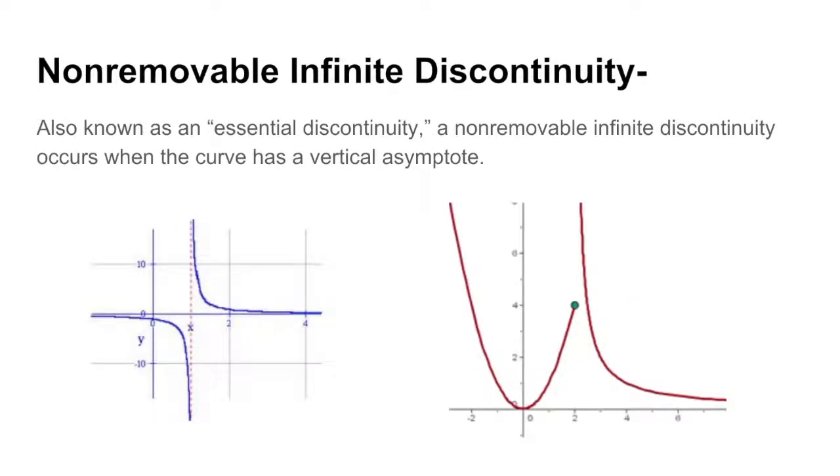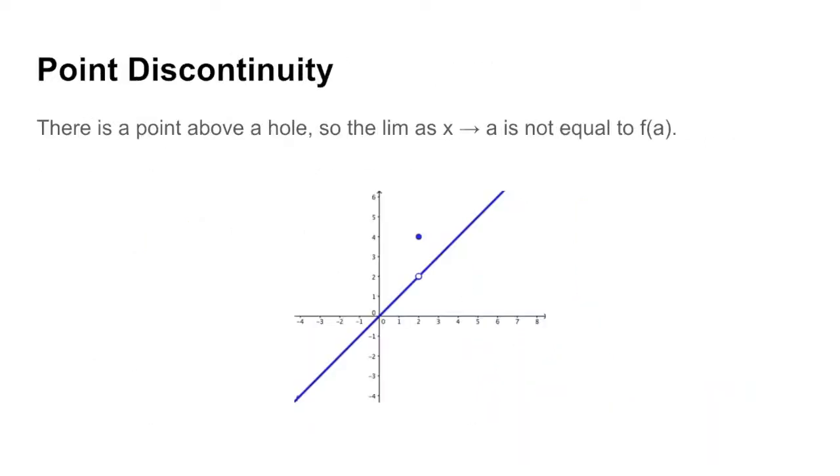A non-removable infinite discontinuity is also known as an essential discontinuity, and it occurs when the curve has a vertical asymptote. So let's take that first blue function. There are two vertical asymptotes, one going towards negative infinity from the left side and one going towards positive infinity from the right side, which means that there are non-removable infinite discontinuities, or essential discontinuities. The two terms are interchangeable.